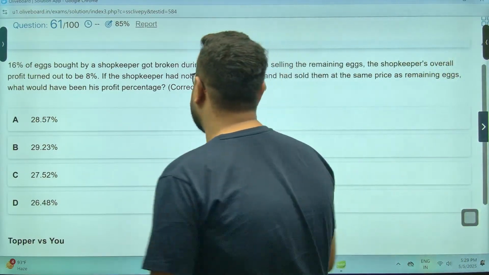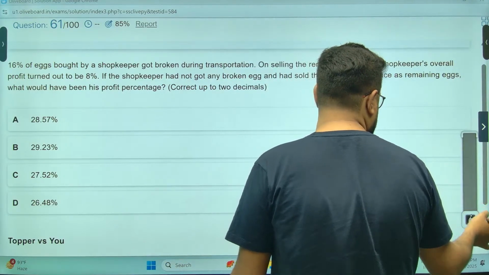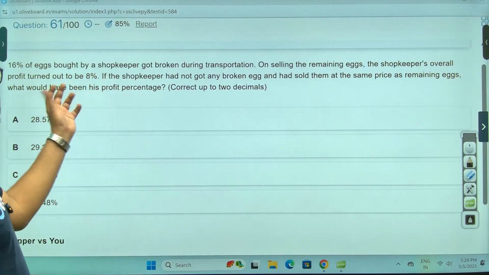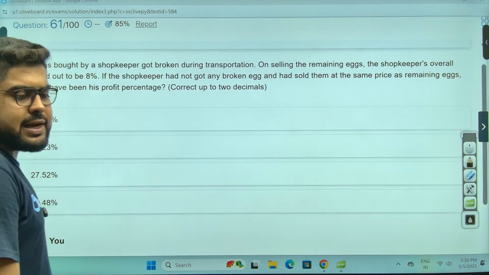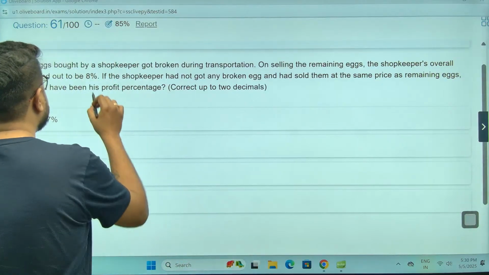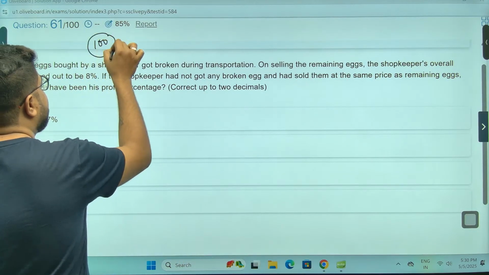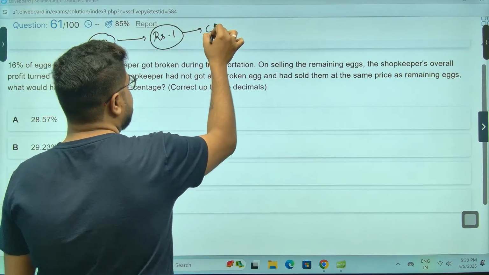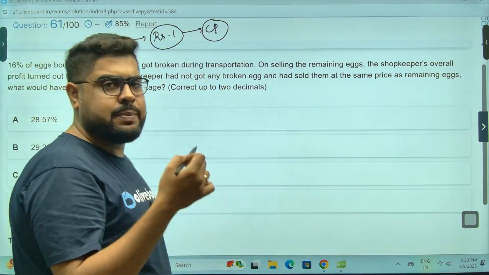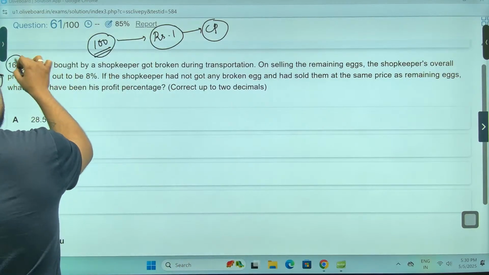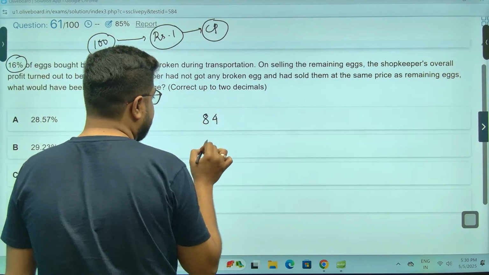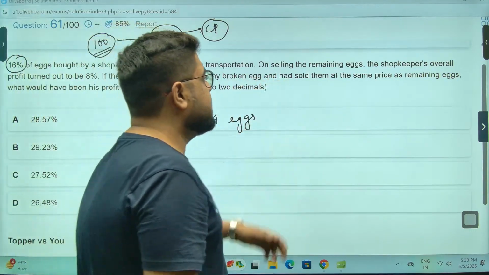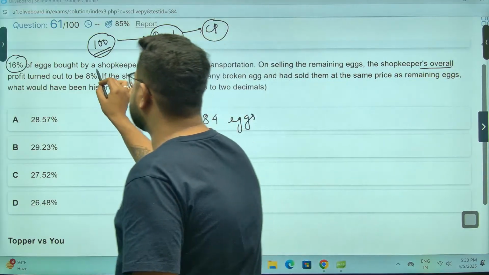16% of the eggs bought by a shopkeeper got broken during transportation. Okay, so let's do one thing. Let's take that there were 100 eggs and each egg has a CP of rupees 1. So the total CP is 100 rupees. 16% got broken, which means now the shopkeeper has 84 eggs. Out of the remaining ones, the shopkeeper's overall profit was 8%.